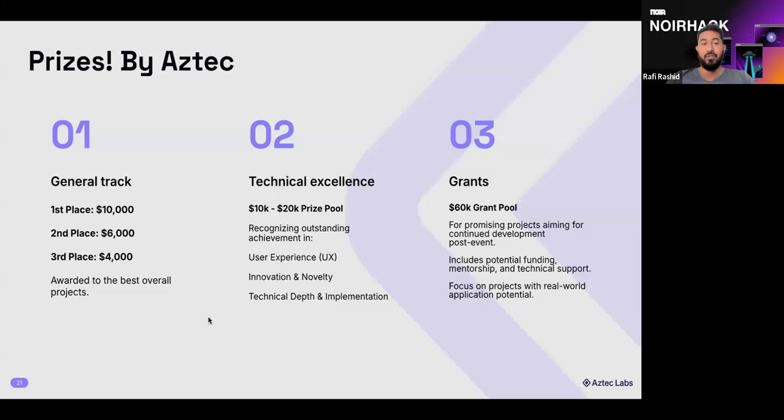And then beyond just that main track, we have a pool of 10 to 20K specifically for technical excellence. In that group, we're looking for outstanding achievements in UX and usability, in innovation and novelty, really interesting and cool use cases, and also for really impressive technical implementations. That could be Noir, it could also be Aztec smart contracts.